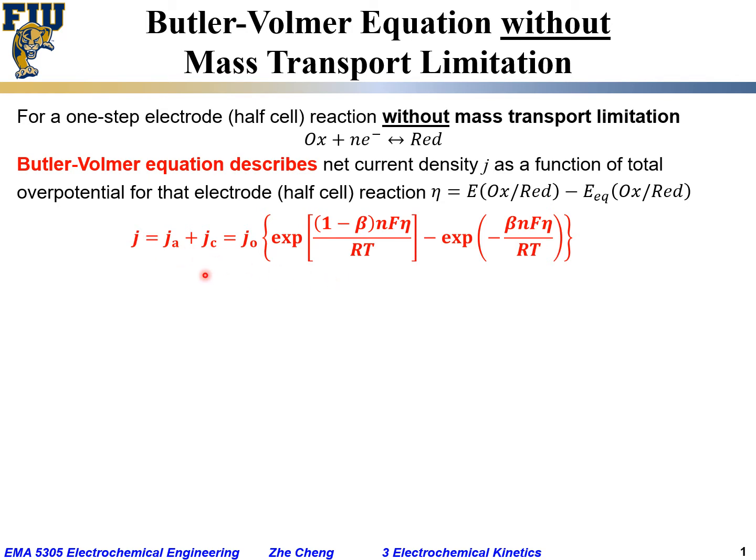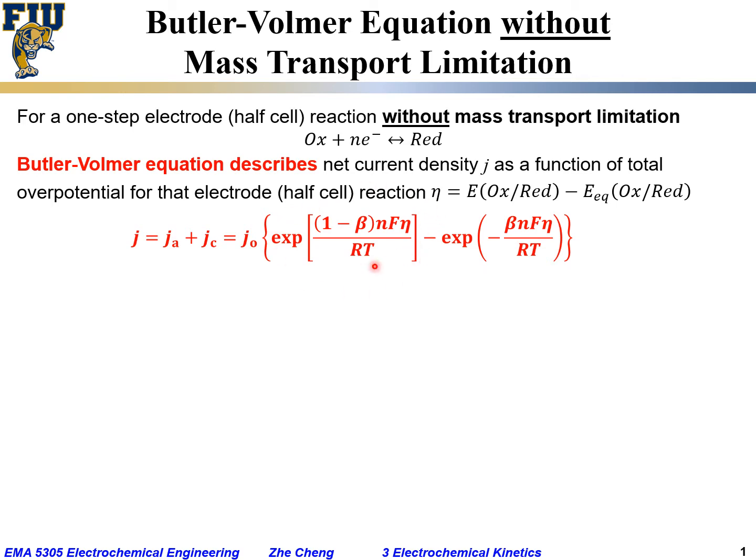And for each of these terms, the anodic would be the first term here, exponential, bracket 1 minus beta. Beta is what we call the symmetry factor. We're going to talk about this in greater detail later. N would be the number of electrons transferred. F would be the Faraday constant. Eta would be, as you know, the overpotential for that specific electrode reaction, the difference between the actual potential for that half-cell reaction and the equilibrium potential for that half-cell reaction. And RT, of course, you know, the gas constant and temperature on the absolute scale.